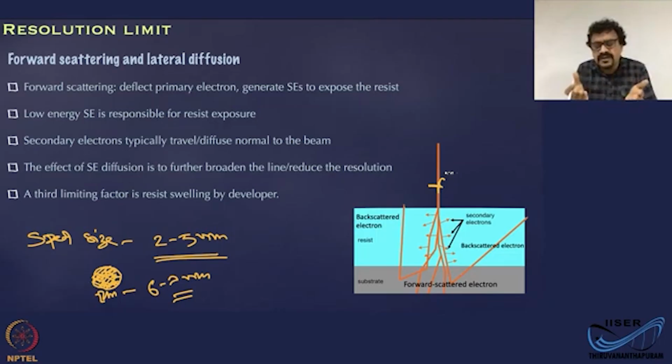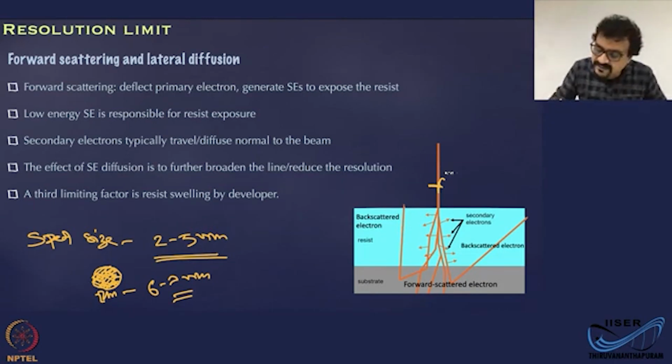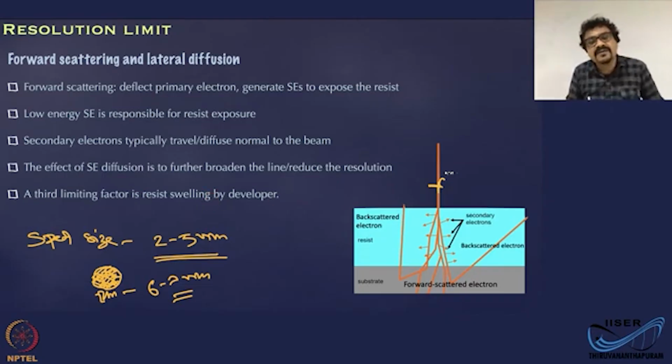Okay. And of course, there are also factors which play, because how many secondary electrons are produced and how many backscattered electrons are produced will all have an effect. Those depend upon the interface between the resist and the substrate. And the third limiting factor is the resist swelling by the developer. So when you post-process or develop this, you will dip the substrate into some solvent that can cause further chemical change and a kind of swelling effect that will broaden or soften the feature that you have written.